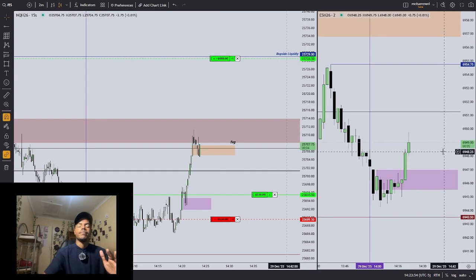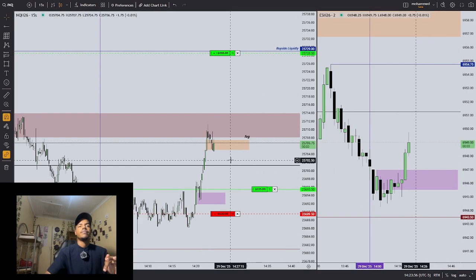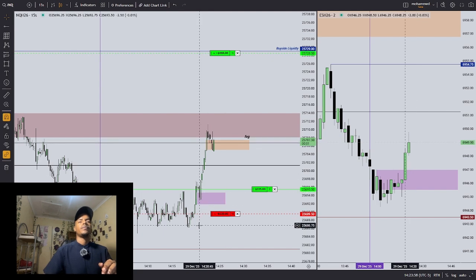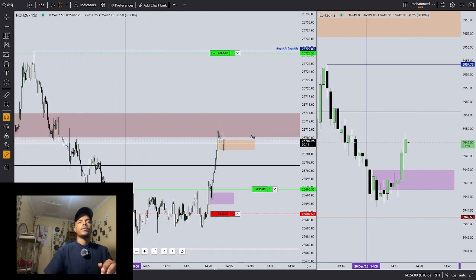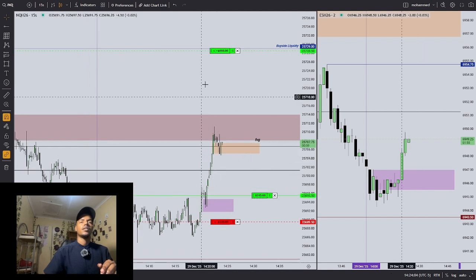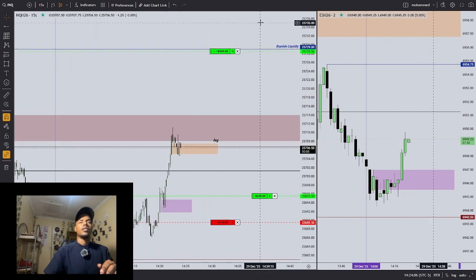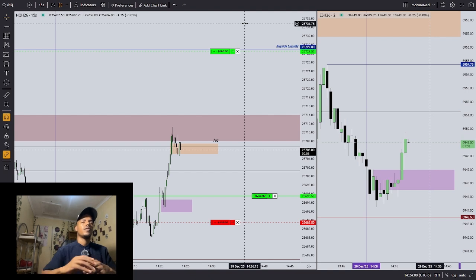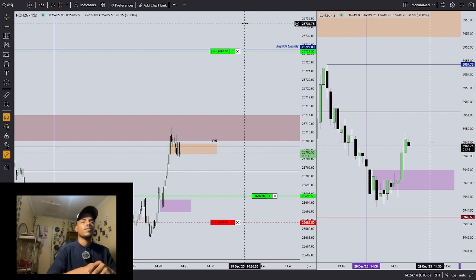However, I don't want to see the ES fair value gap that has been created be retraced back to. As you can see on your right hand side on ES, the fair value gap is completely open. Let's just give it time now.